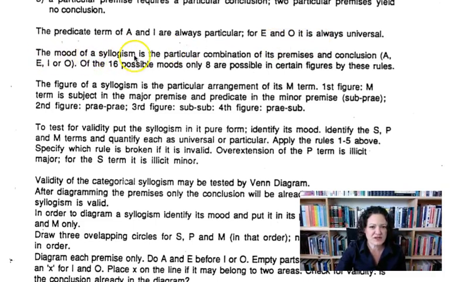The mood of a syllogism. Here's what I want to talk about now. The mood of the syllogism is the particular combination of its premises and conclusions, A, E, I, and O. Of the 16 possible moods, only 8 are possible in certain figures by these rules. So let me show you what that means.